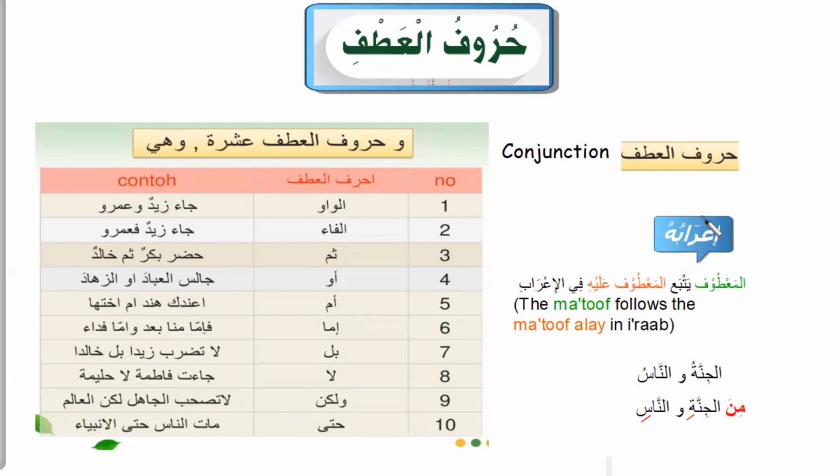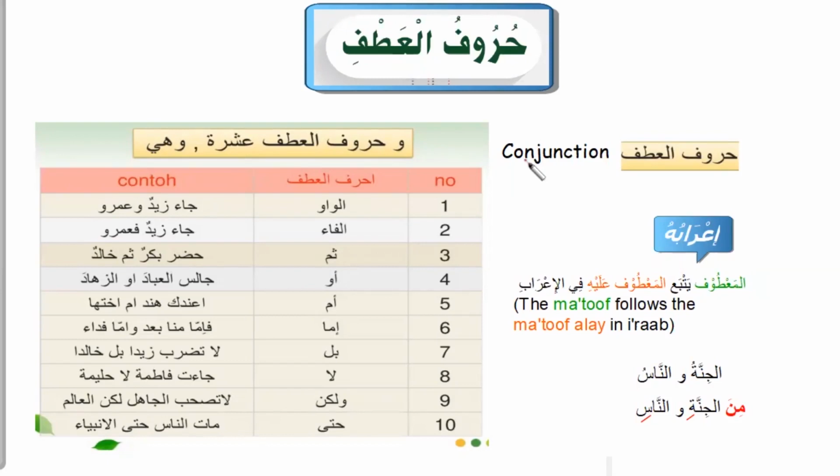What we mean by the حروف العطف is the conjunction. So the حروف العطف is a conjunction. Any harf that is used to join two words or two phrases or even two sentences together is what we mean by a conjunction. In Arabic, we simply say a harf al-atf. So this is not something that is strange.